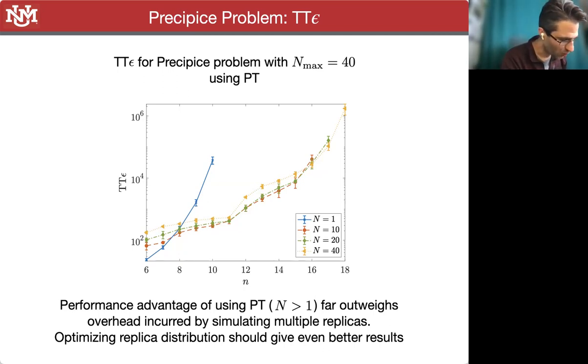You might wonder what's going on here. Why do the curves hug each other? I think this is an artifact of the fact that we didn't optimize the distribution of gamma values, the strength of the noise. If we optimize that, I think we would see a separation of the curves. On top of that, I think we would see even better performance if we optimize the distribution of noise. And that's actually what we're currently doing.